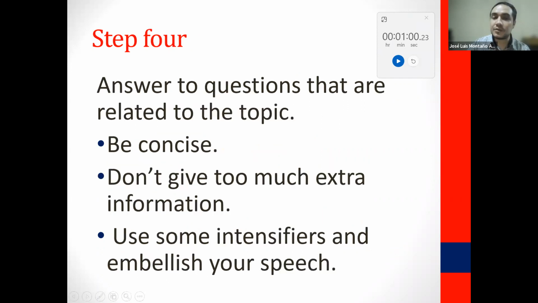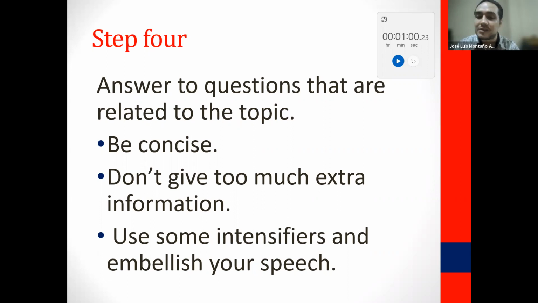And step four, this is something that we didn't do. We're going to try to do this on Friday. After the answer that you give, you are going to be asked questions. You don't ask them, you are asked those questions. When you answer, you have to be concise. You don't have to give too much extra information. Just go to the point and answer.